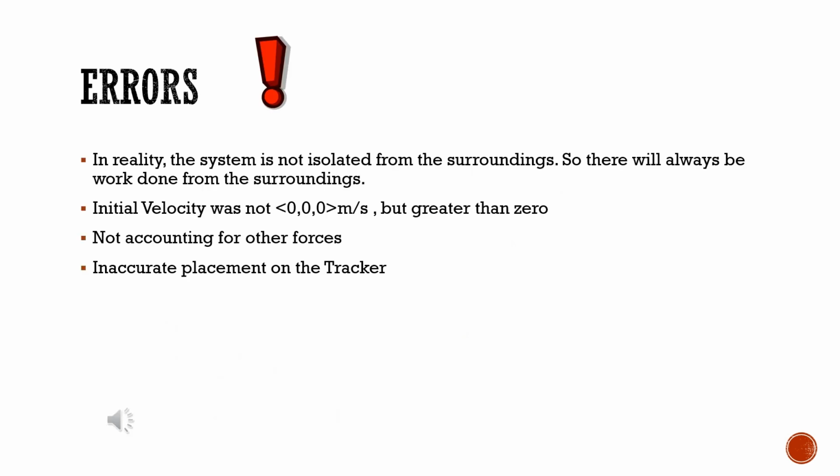Some possible errors to take into account in this experiment: in reality, the system is not isolated from the surroundings, so there will always be work done from the surroundings itself. The initial velocity is not supposed to be zero, but should be a non-zero value, but this is unavoidable. Some other forces were not taken into account during this experiment, and there could be some inaccurate placement on the tracker while doing the video analysis.